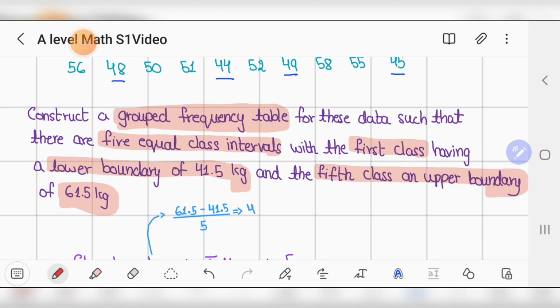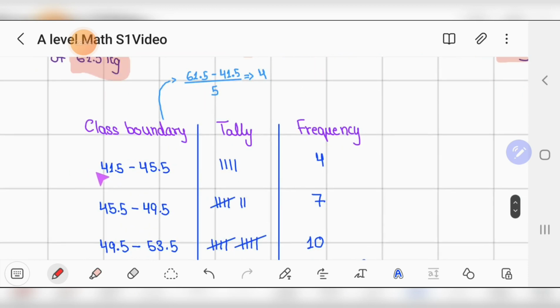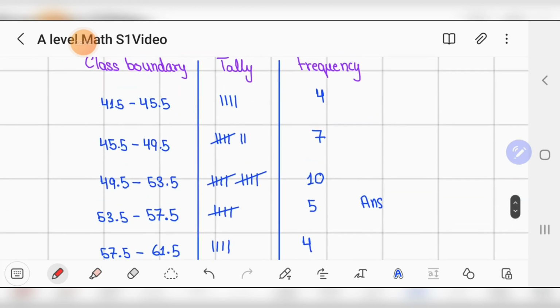This is the first class. The second one is 45.5 plus 4, then 49.5. The second one, like this. So we got 5 different equal classes. You can see that the upper boundary of this one is equal to the lower boundary of this one, which means there are no gaps.